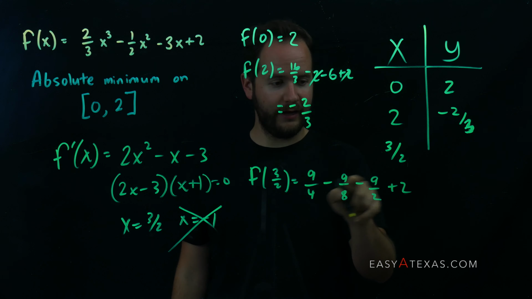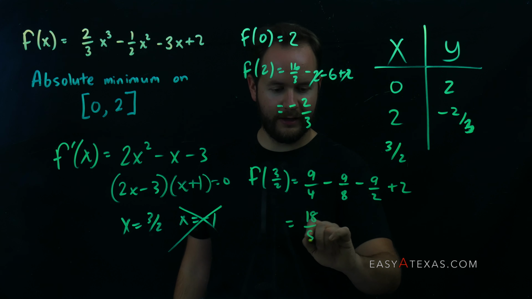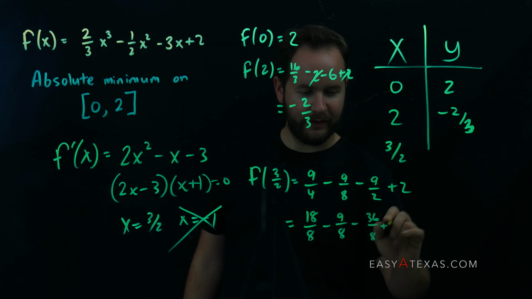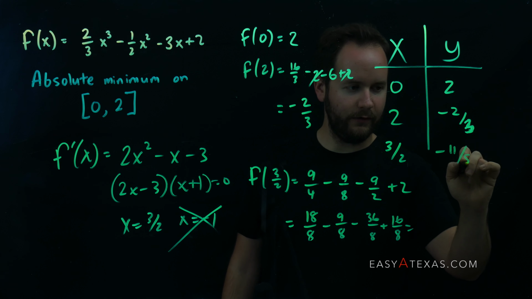It looks like we've got a bunch of 9s in the top, but we're going to get a common denominator here. So this is the same thing as 18 over 8 minus 9 over 8 minus 36 over 8 plus 16 over 8. And I think this all comes out to be negative 11 over 8.